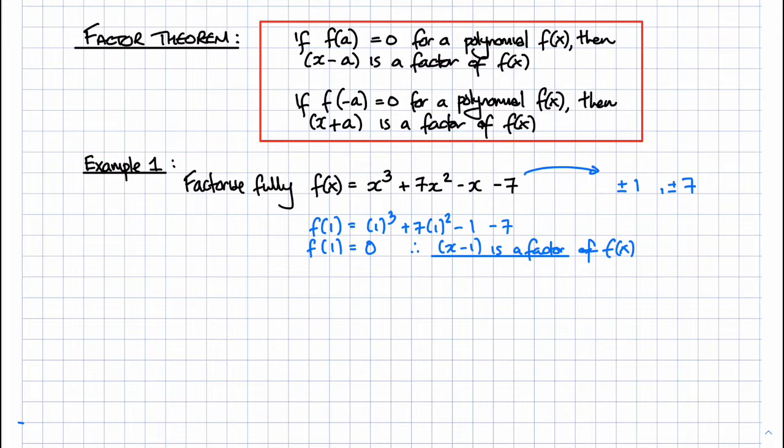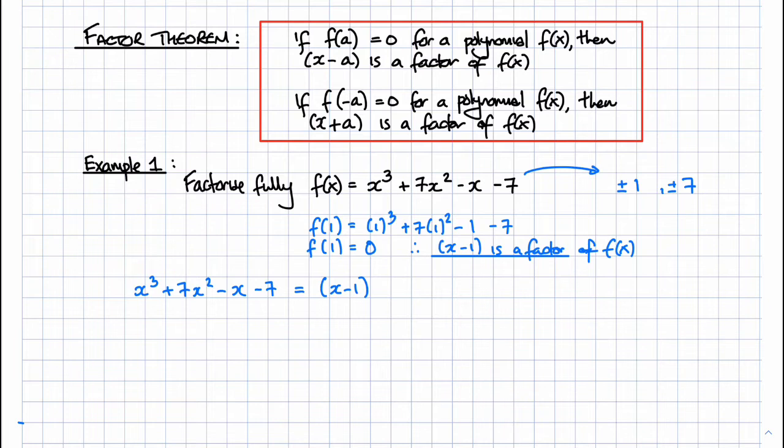To do that, we're going to express this cubic polynomial in the following form. We're going to say x cubed plus 7x squared minus x minus 7 will be equivalent to our given factor x minus 1. Now this factor that we've just determined is a linear factor. It's a linear factor because x is raised to the first power. It's x to the power 1.